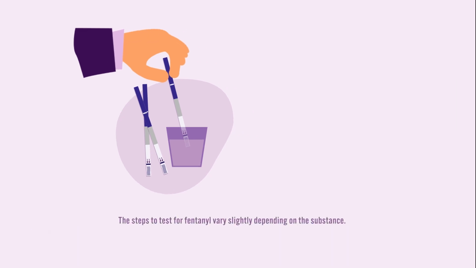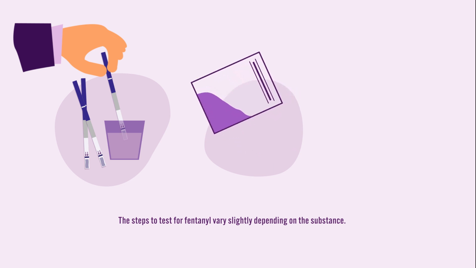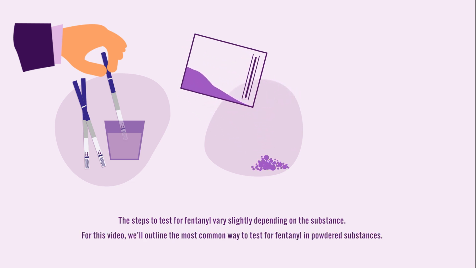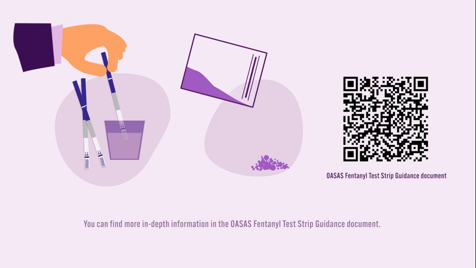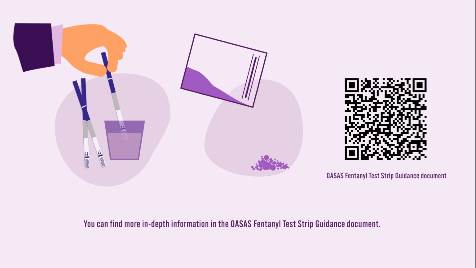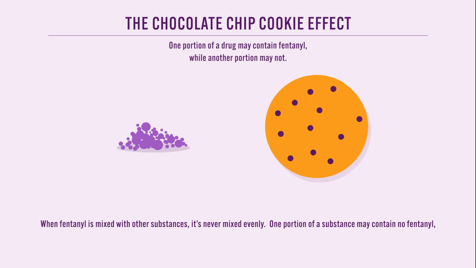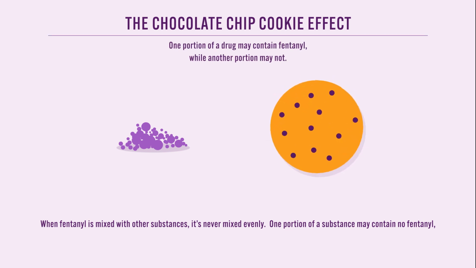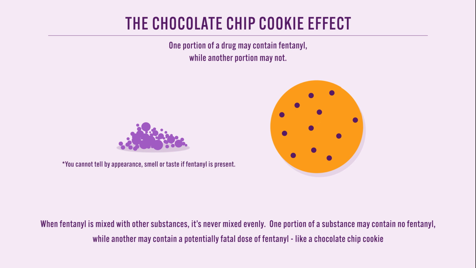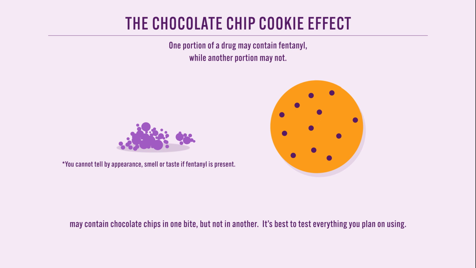The steps to test for fentanyl vary slightly depending on the substance. For this video, we'll outline the most common way to test for fentanyl in powdered substances. You can find more in-depth information in the Oasis Fentanyl Test Strip Guidance document. When fentanyl is mixed with other substances, it's never mixed evenly. One portion of a substance may contain no fentanyl, while another may contain a potentially fatal dose of fentanyl, like a chocolate chip cookie may contain chocolate chips in one bite, but not in another. It's best to test everything you plan on using.